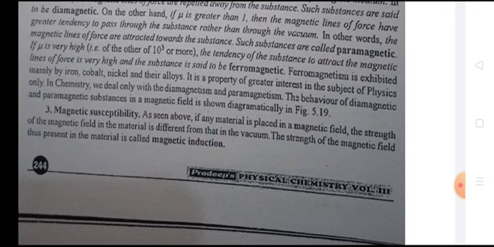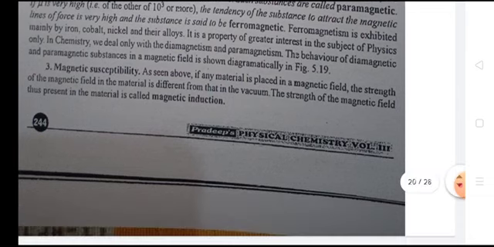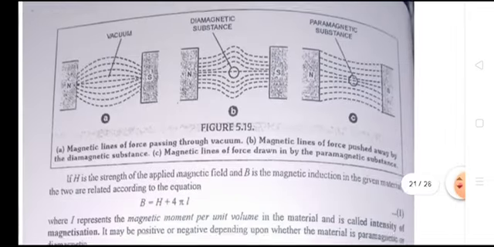In chemistry we deal only with diamagnetism and paramagnetism, the behavior of diamagnetic and paramagnetic substances in a magnetic field, and the magnetic susceptibility as seen above. If any material is placed in a magnetic field, the strength of the magnetic field present in the material is different from that in the vacuum. The strength of the magnetic field thus present in the material is called magnetic induction.